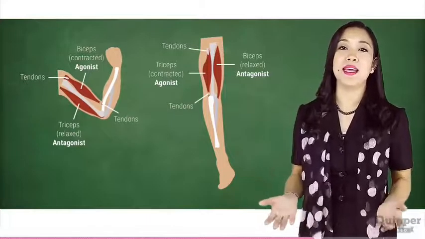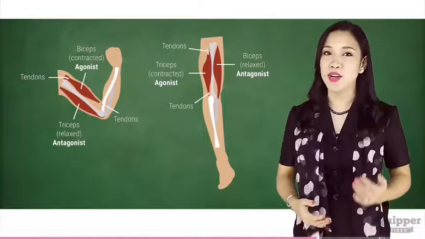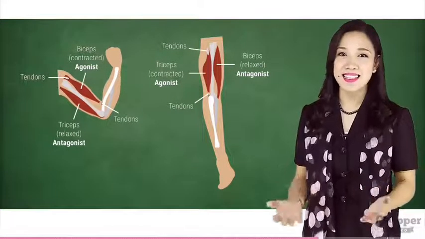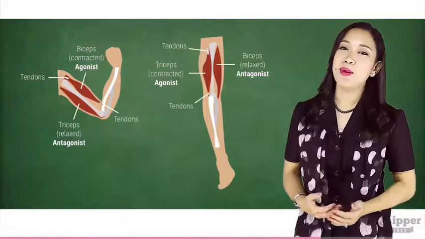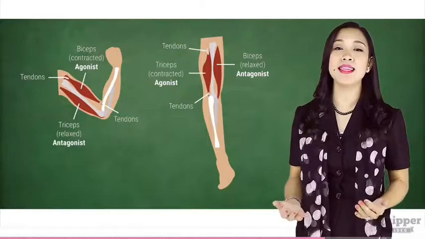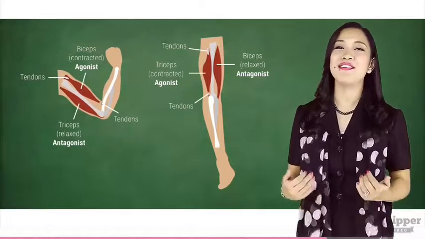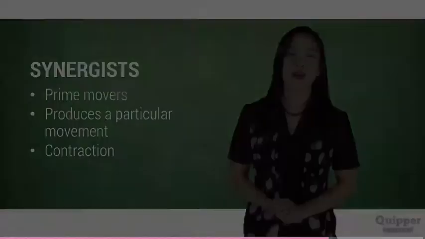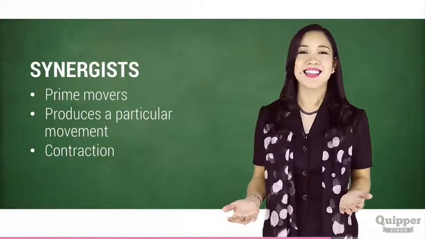And when the triceps brachii now is the one that contracts, it's the agonist. And the biceps brachii this time acts as the antagonist since it's the one that opposes the movement of the triceps contraction. What about synergists?